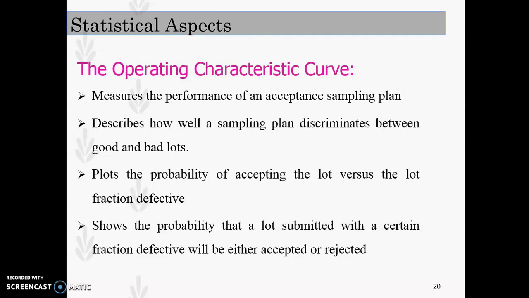After you determine which sampling plan is suitable for your product, lot size, or production line, you have to analyze the plan by the operating characteristic curve. This curve measures the performance of an acceptance sampling plan. The performance of your sampling plan is measured by the operating characteristic curve. It describes how well a sampling plan can differentiate the good lot from the bad lot.